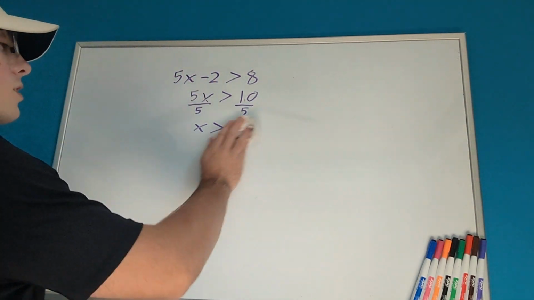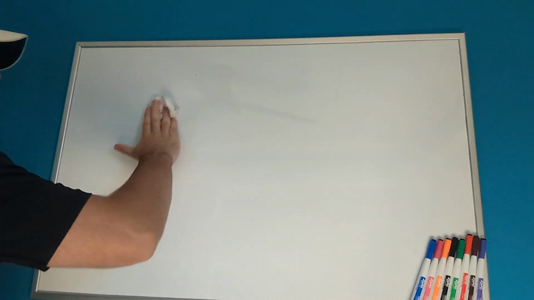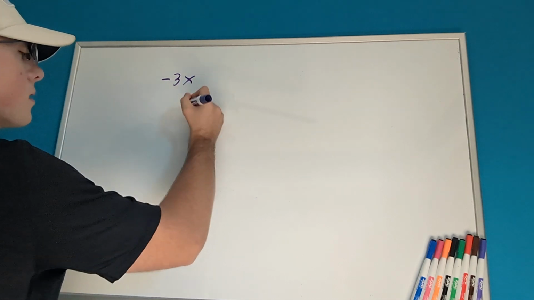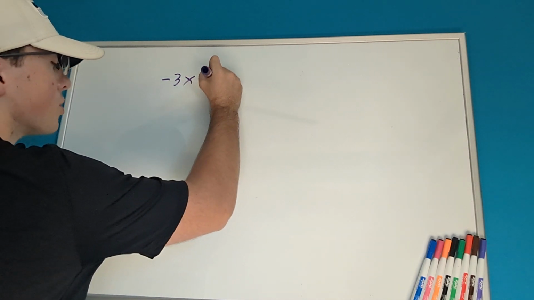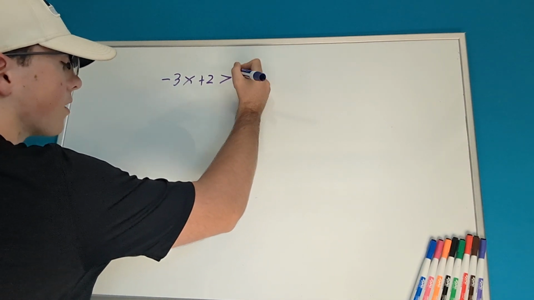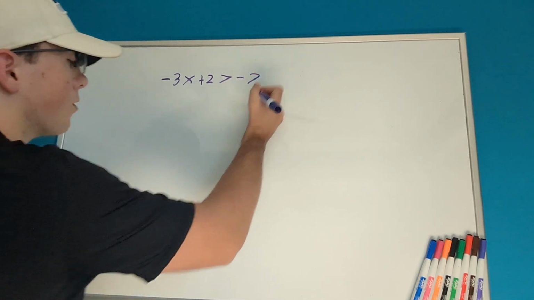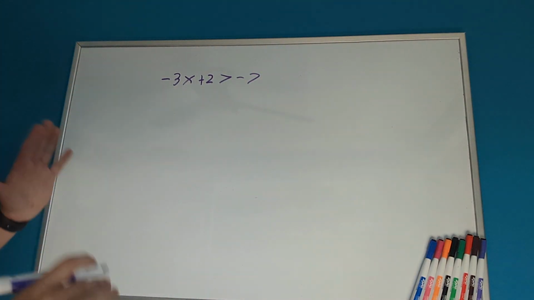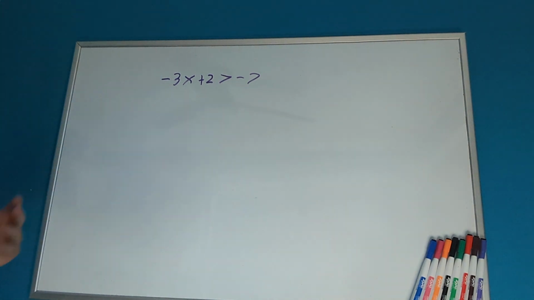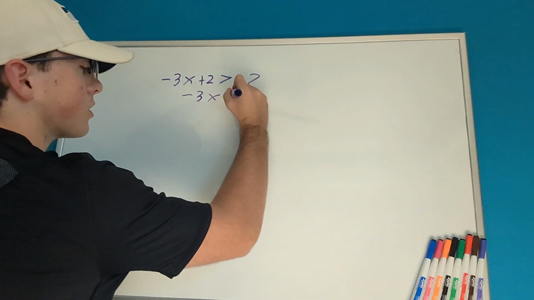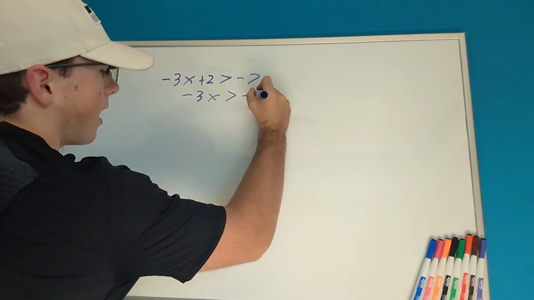Then, let's complicate it a little bit more. Let's get negative 3x plus 2 is greater than 7, or negative 7. We'll do negative. All right. So how do we solve for this? Well, once again, we just subtract 2. So we get negative 3x is greater than negative 9.